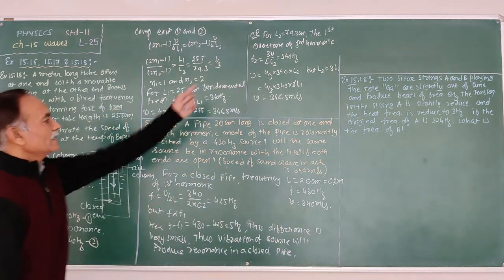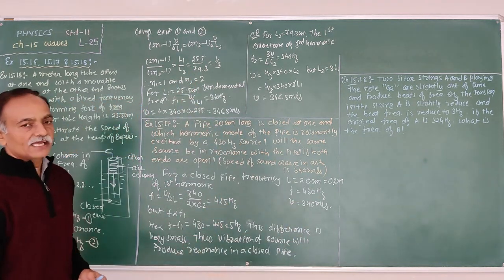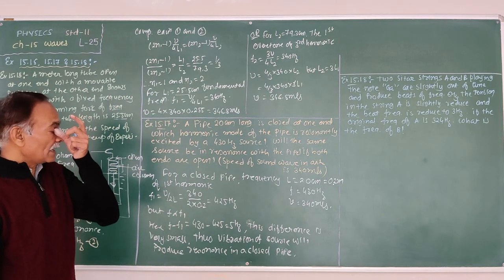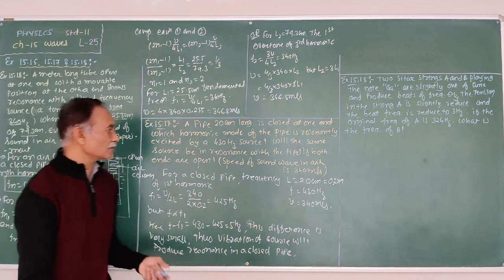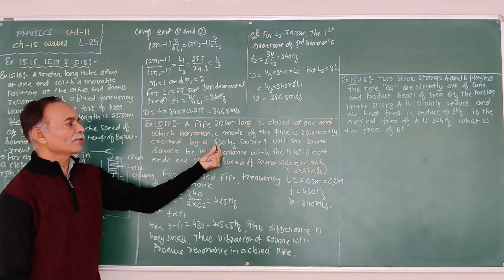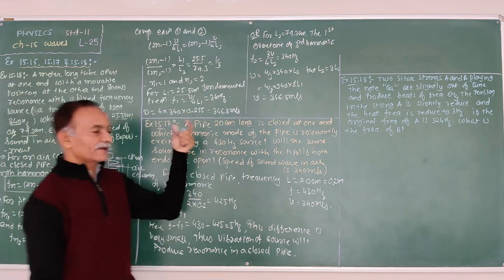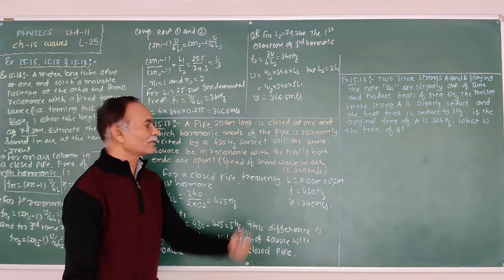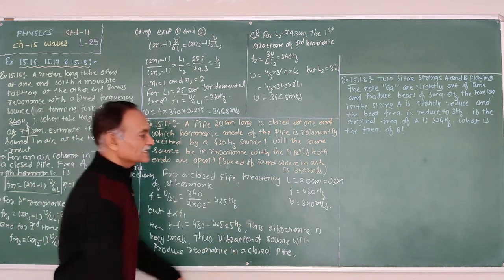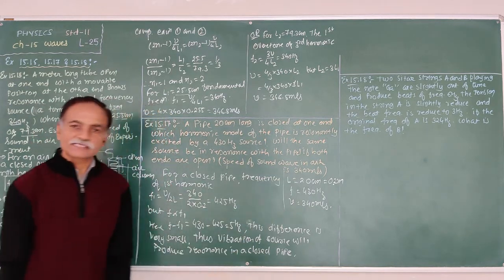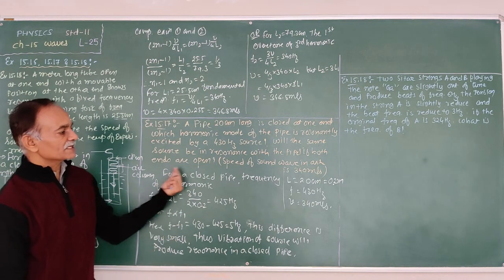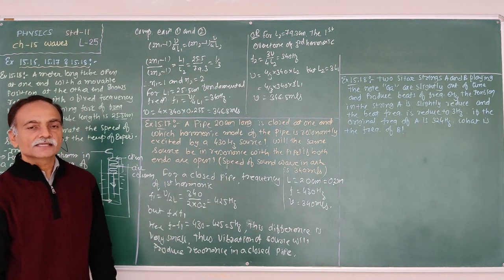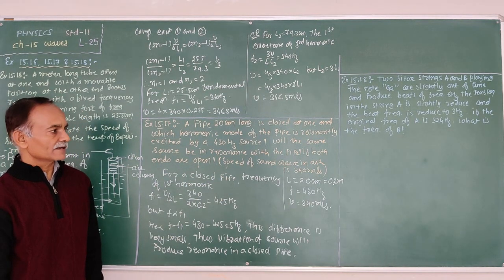Again, what is given? A pipe of 20 centimeter long is closed at one end. Which harmonic mode of the pipe is resonantly excited by a 430 Hz source? Here the frequency of the source is given as 430 Hz. The length of the pipe is given as 20 centimeter, that means 0.2 meter, and the speed of the sound wave in the medium is given as 340 meter per second.